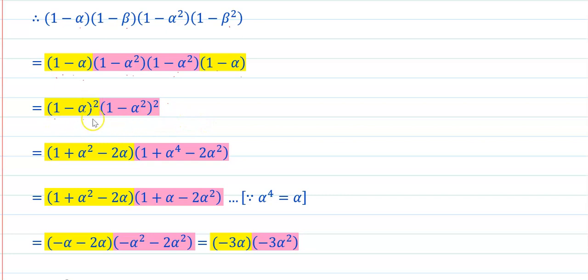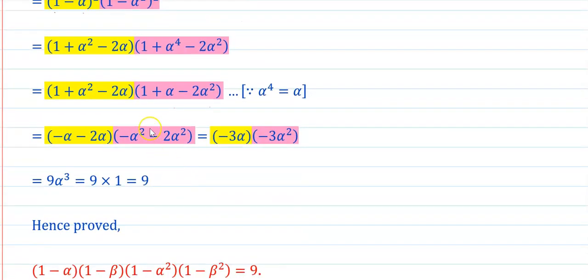(1 minus alpha) whole square means 1 plus alpha square minus 2 times 1 into alpha, that is minus 2 alpha. (1 minus alpha square) whole square means 1 plus alpha raised to 4 minus 2 times 1 into alpha square. Okay. 1 plus alpha square minus 2 alpha. 1 plus alpha raised to 4 means alpha cube into alpha, alpha cube is 1, 1 into alpha is alpha, minus 2 alpha square. Okay.